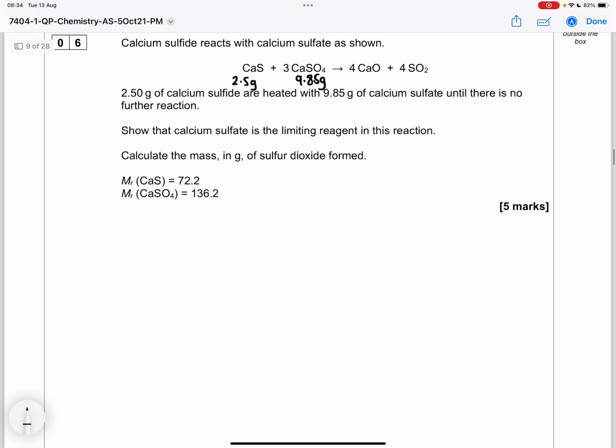So we need to work out moles for this. And then it says calculate the mass of sulfur dioxide formed. We'd calculate the mass of sulfur dioxide from the limiting reagent, so from the moles of calcium sulfate. But we first of all need to prove that it is limiting.